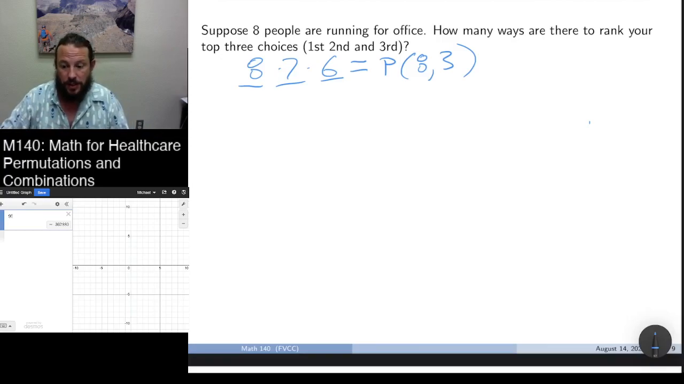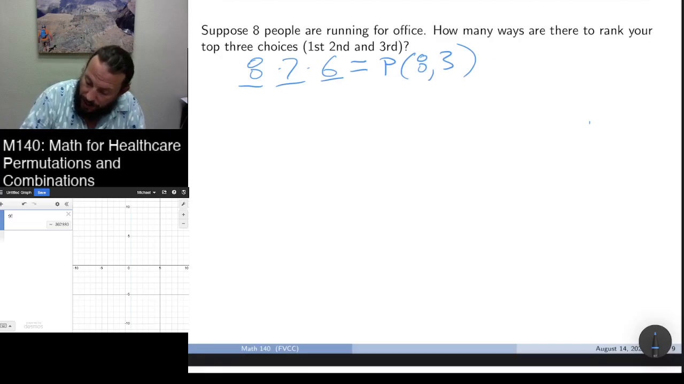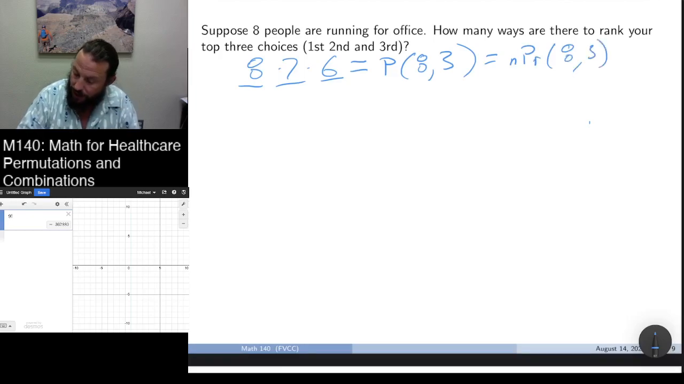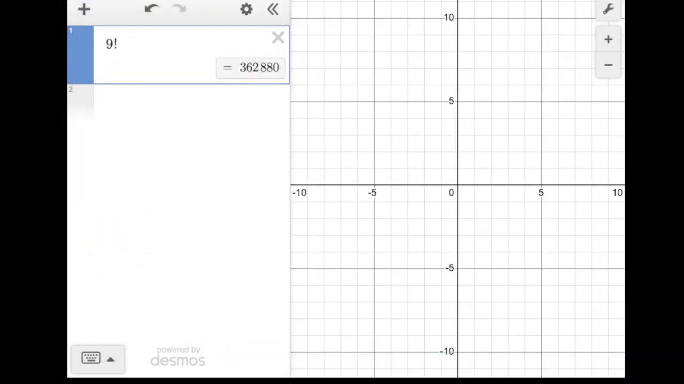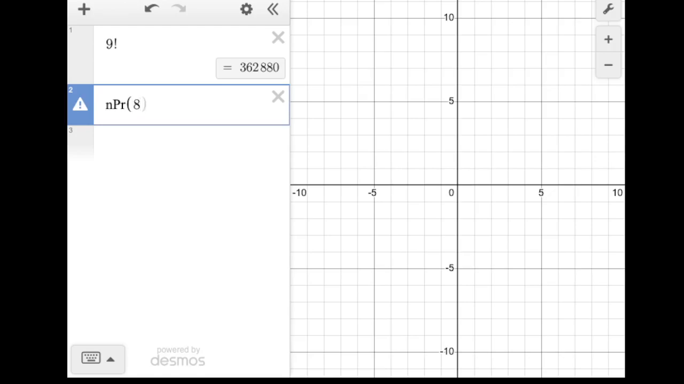And just so you see, note in Desmos, you could write this as nPr. Okay, so the permutation of 8 things taken 3 at a time. And so we see it here. We simply write this. It's much easier than a graphing calculator to do. And that's the permutation of 8 things taken 3 at a time. And so that looks like it's 336.